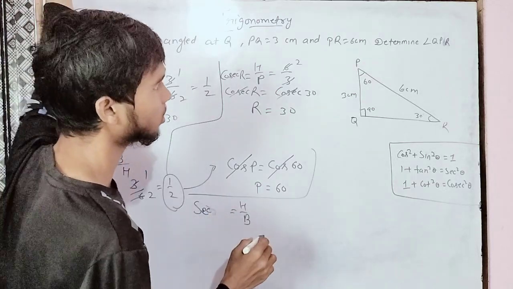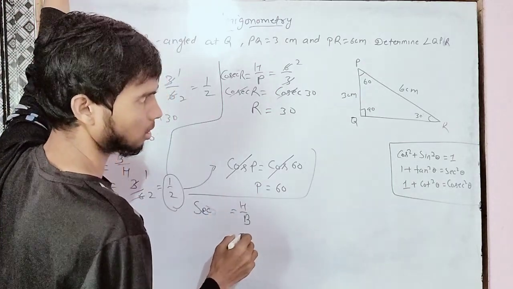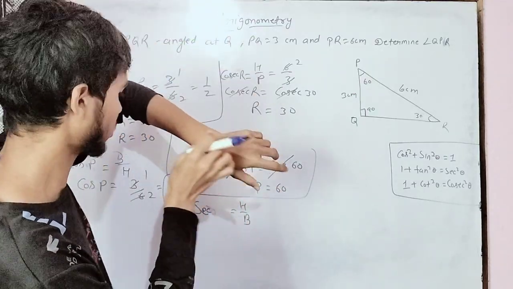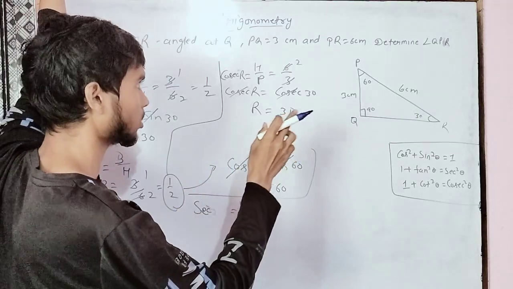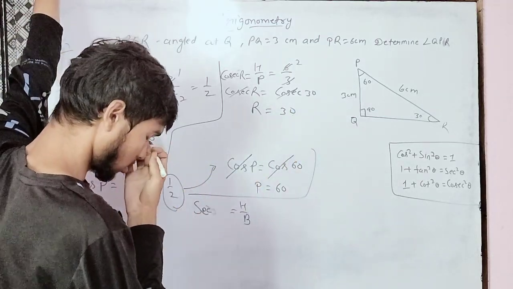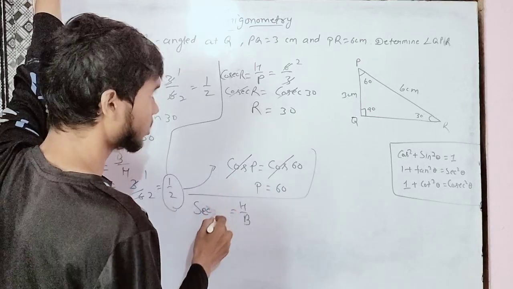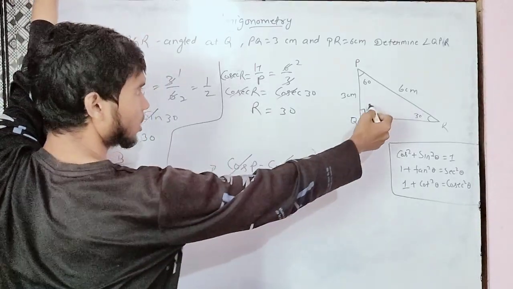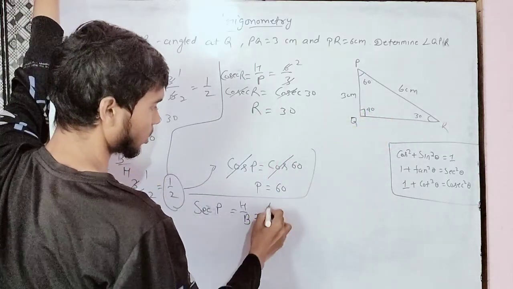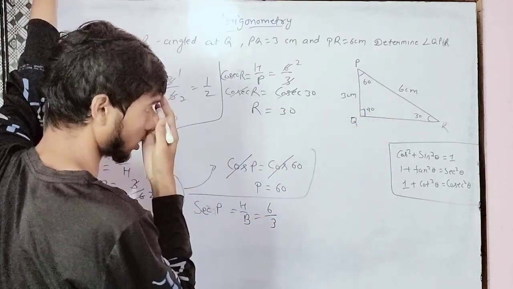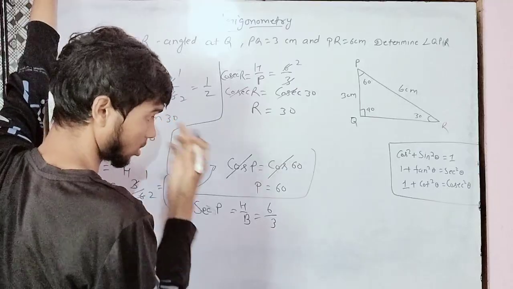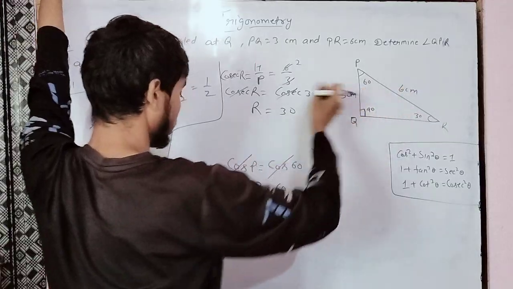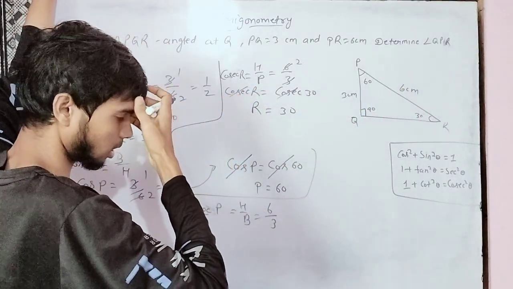Sec, I think it should be sec, no, P. Okay, P. So H is this and B is this. So 6 upon 3, I think, according to this. So it is H and this is B. So H is 6 and B is 3.